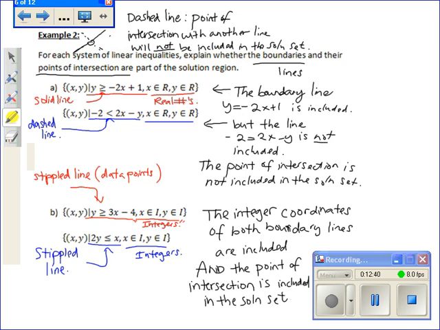So we don't even have to graph them to be able to describe the solution sets a little bit. The only thing I'm not sure about here, because I haven't graphed it yet, is whether the solution region will be above or below those boundary lines. I'd have to graph it, or at least rearrange these equations, to figure out that part of it.